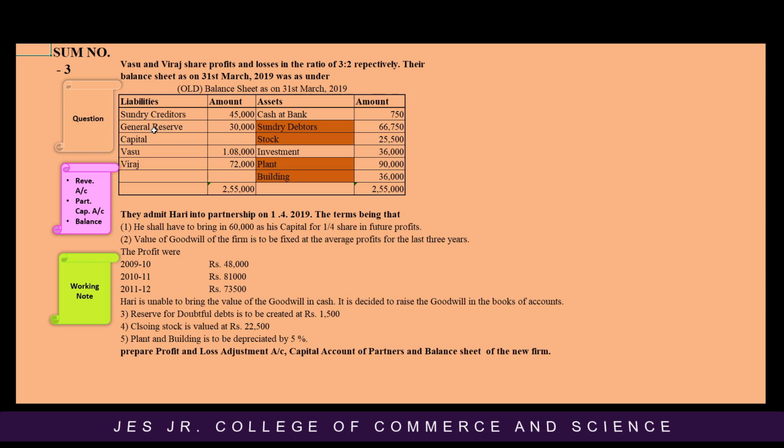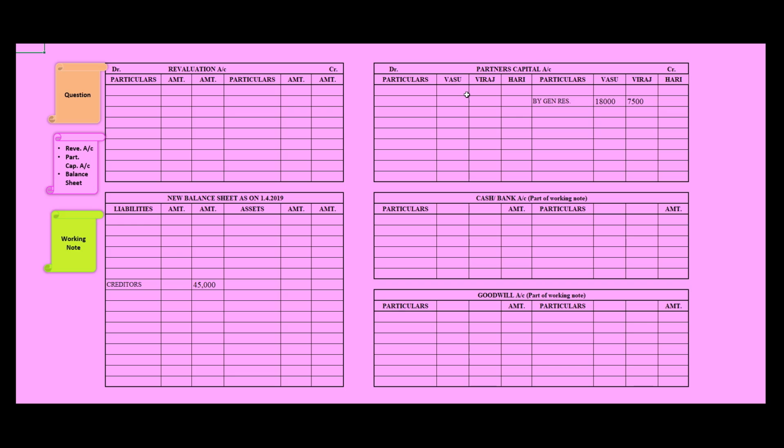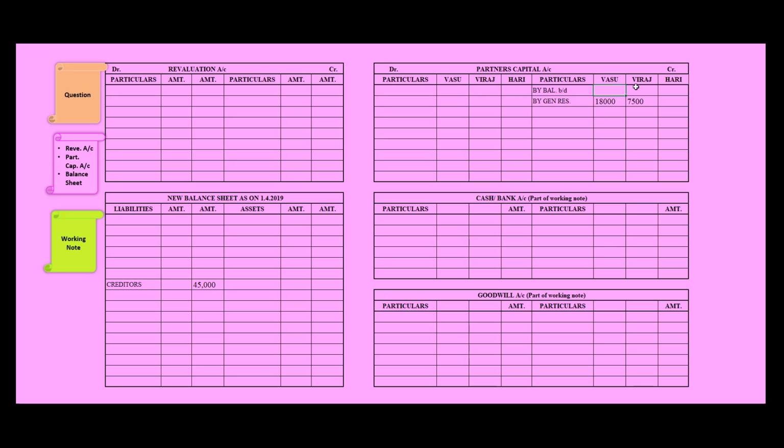After that, capital account: Vasu 1,08,000, Viraj 72,000. Here I'll write by balance brought down, 1,08,000, 72,000.